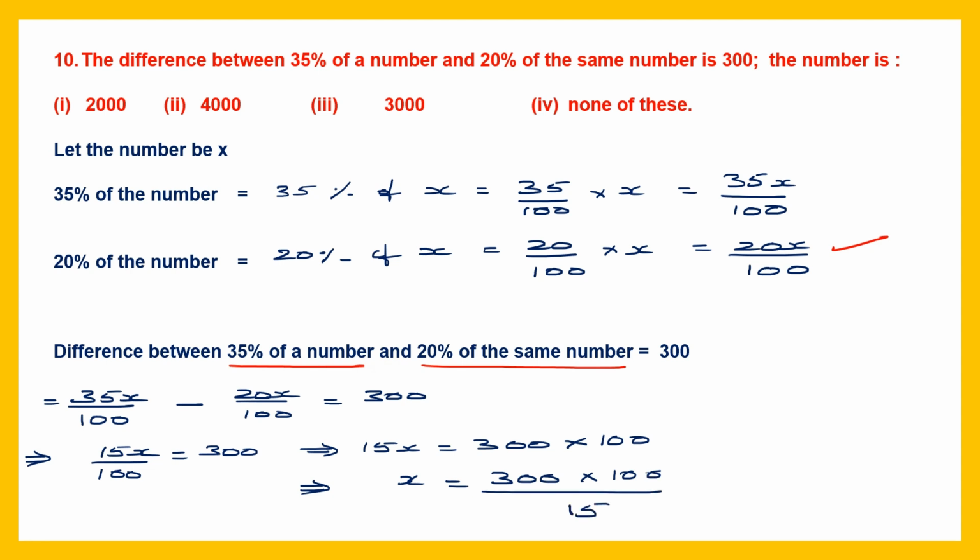Now let's cancel. 15 ones are 15, 15 twos are 30, and 15 into 20. Now we just have to multiply 20 into 100. So 2 ones are 2, there are 3 zeros, 1, 2, 3. So the answer here is 2000. So x is 2000. We said let the number be x, and that is 2000, and that is option 1, 2000. That is our answer.